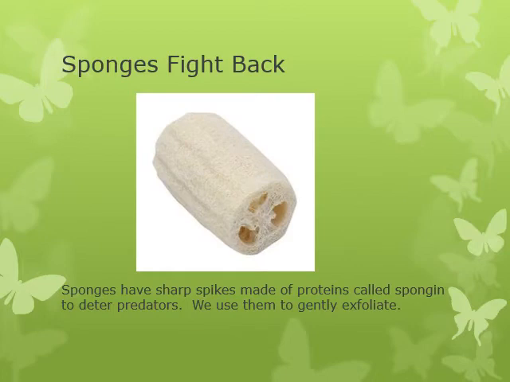So sponges have very sharp spikes on them, made of proteins that are called spongins. And those are used to deter predators. And we've co-opted these sponges to sort of gently exfoliate. Have you guys seen these things? These are sponges. You've seen these in the store before. So these look like the skeletons of a sponge. Sponges do have skeletons. That spongin actually connects to other proteins and forms these outer structures.